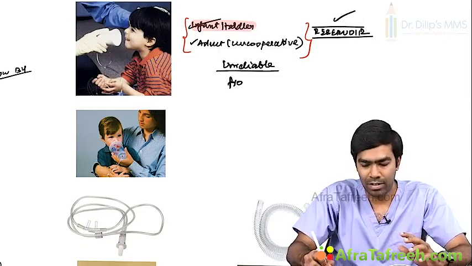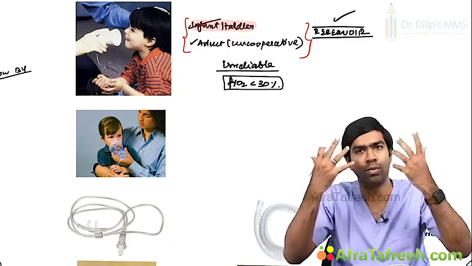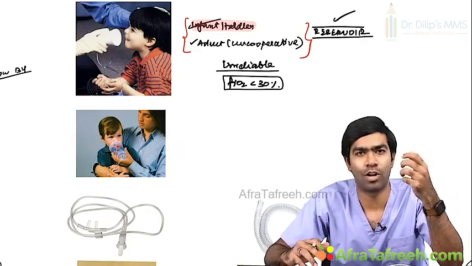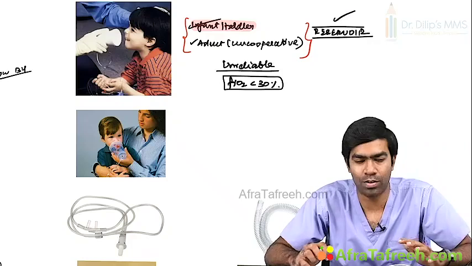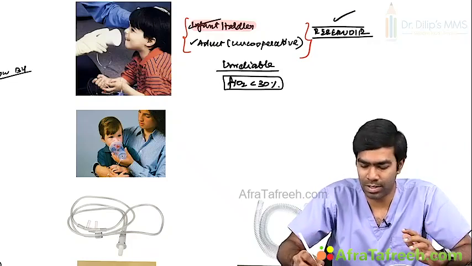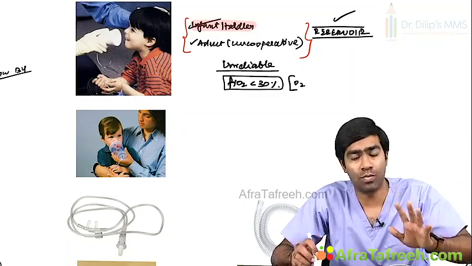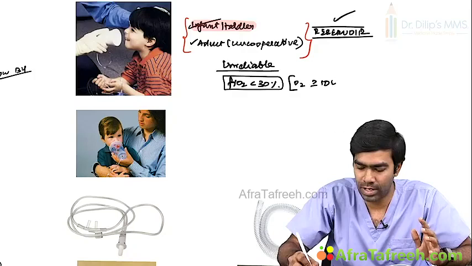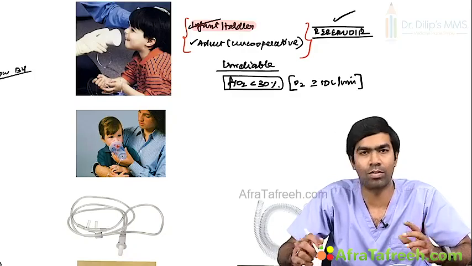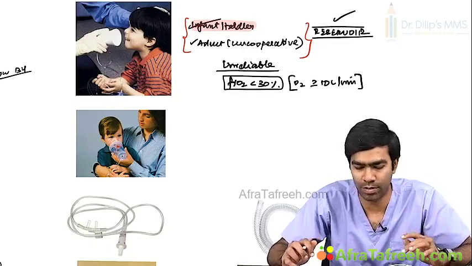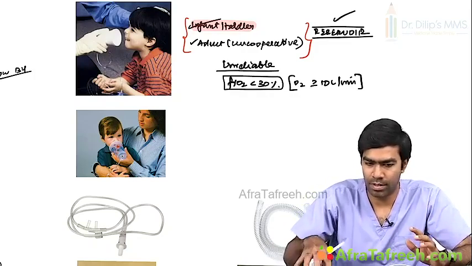It can deliver an FiO2 of less than 30% only, because you are just blowing over the patient's face. How much is going into the patient and how much is going into the atmosphere, God only knows. You don't know. FiO2 delivered is usually very unreliable, less than 30%. And remember, O2 flows must be at least more than 10 liters per minute. Do not use oxygen flows of less than 10 liters per minute. Again, it's not good. Deliver oxygen flows at more than 10 liters per minute.